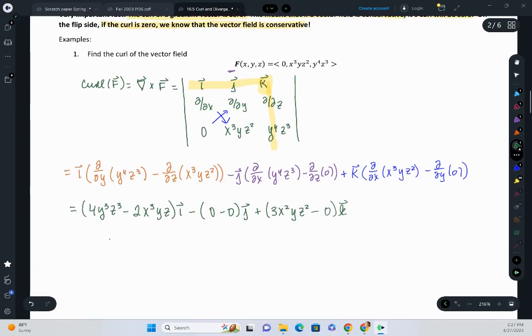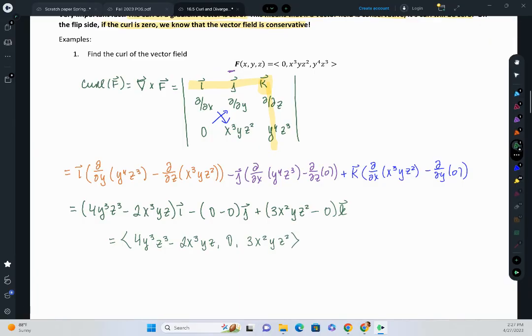Okay, again, I'm going to rewrite this in angle bracket notation. I prefer it just because it also highlights any of my components that are 0. In my first component, I have 4y cubed z cubed minus 2x cubed yz. Second component is 0. Third component is 3x squared yz squared. And that's my curl. That's it.